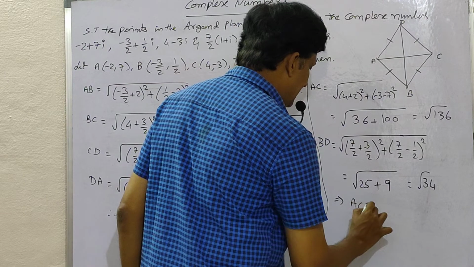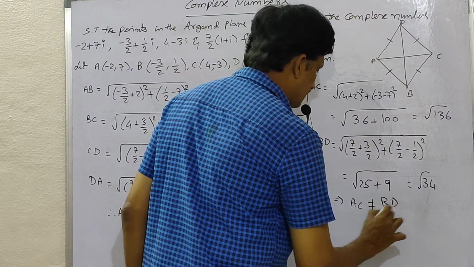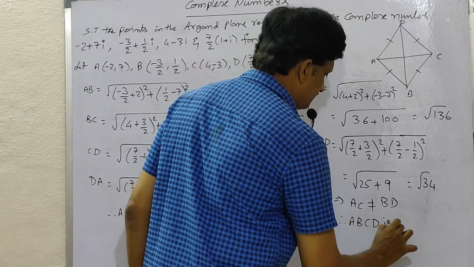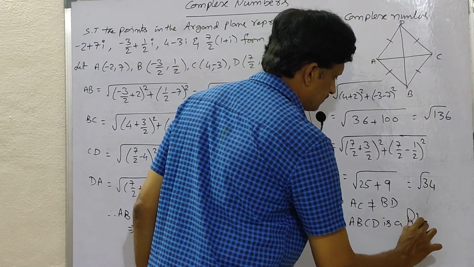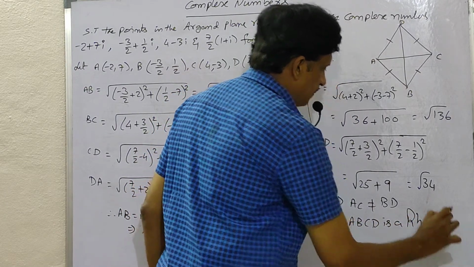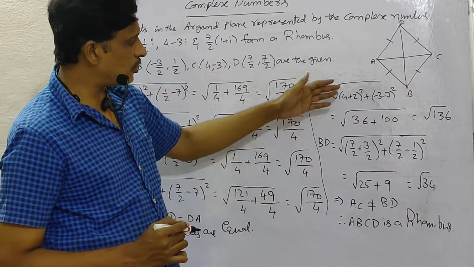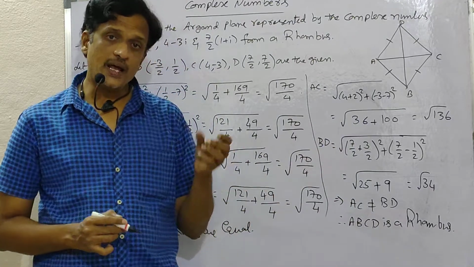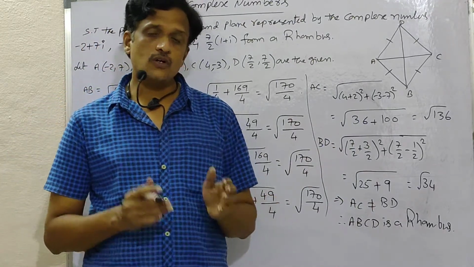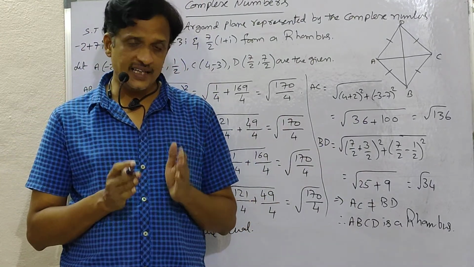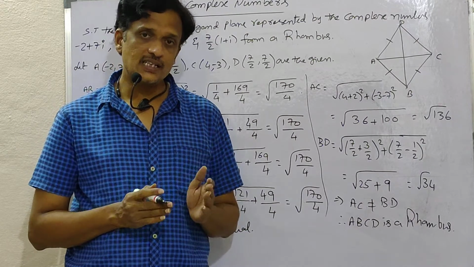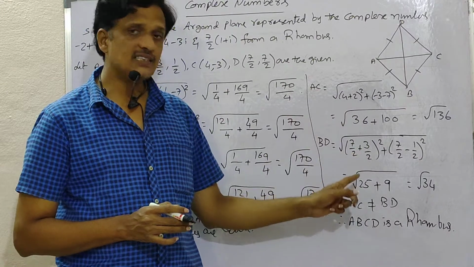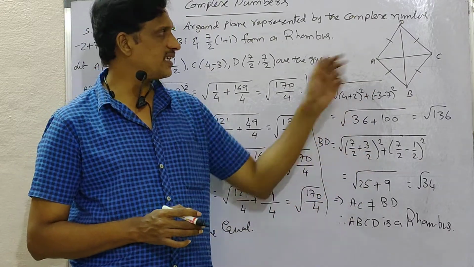So AC and BD are not equal. Therefore, ABCD is a rhombus, because the four sides are equal, but the two diagonals are not equal. In the previous case, the two diagonals were also equal. So all the four sides are equal in case of either a square or a rhombus. If the two diagonals are also equal, that is a square. If the two diagonals are of different length, not equal, then that is a rhombus.